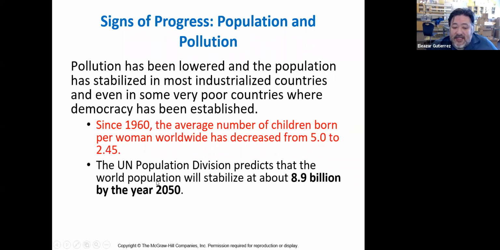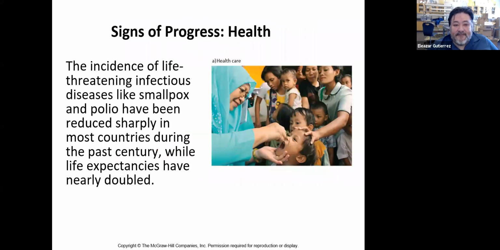We estimate that the world population will stabilize at about 8.9 billion by the year 2050. If that happens, it's going to be, well, very good. Signs of progress, health.